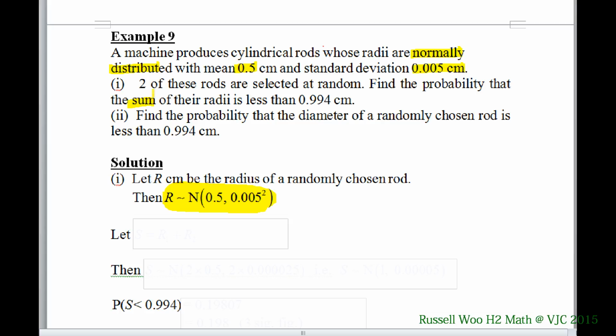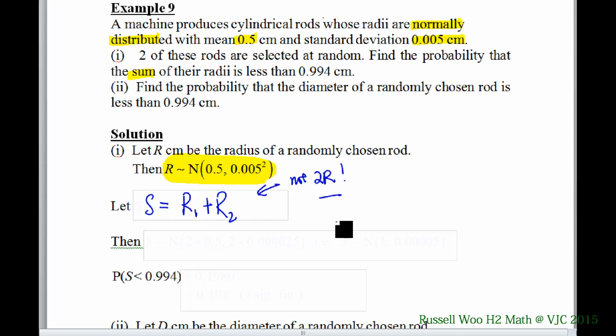Is it 2R or is it R1 plus R2? You all say R1 plus R2. 2R, okay? R1 plus R2. So what we want is, let S be equal to R1 plus R2. This is not 2R. Notation is very important. A very big difference. Later on you can see in part two.